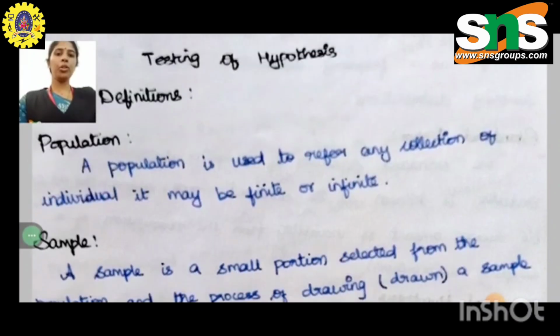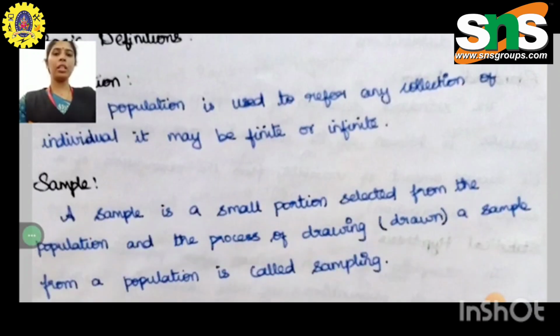So according to statistics, what does population mean? Population is a collection of individuals, a representative sample of a large group of people with one or more characteristics in common, and this population may be finite or infinite. Next is sample.